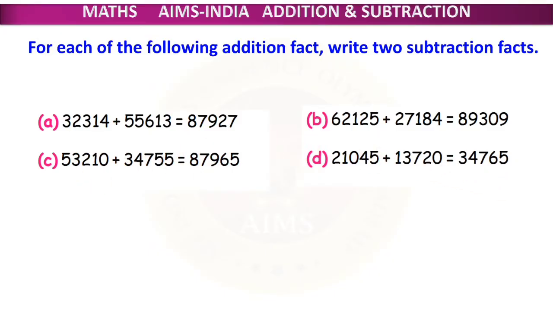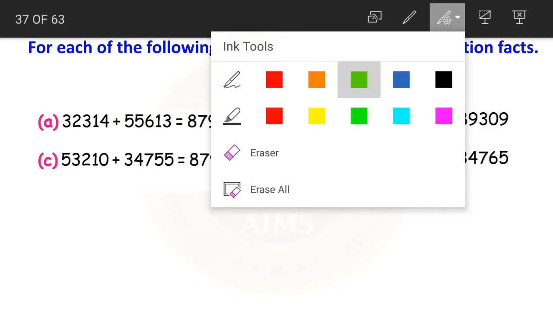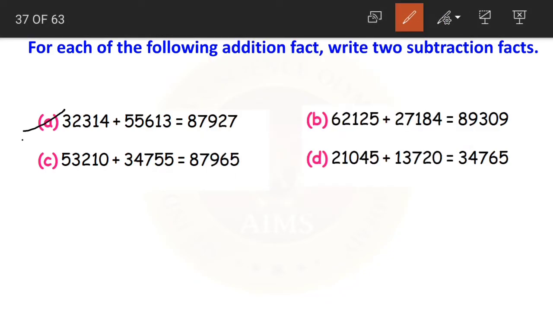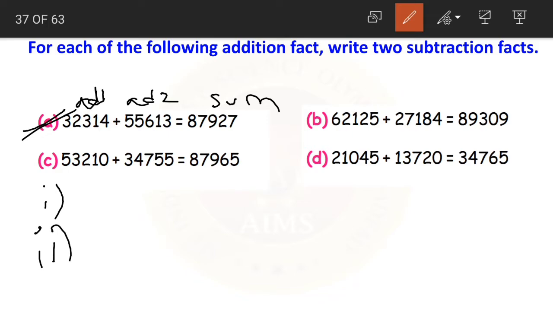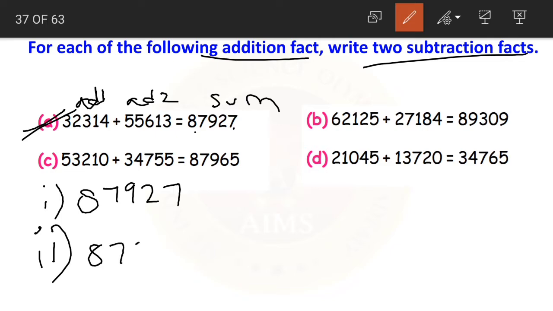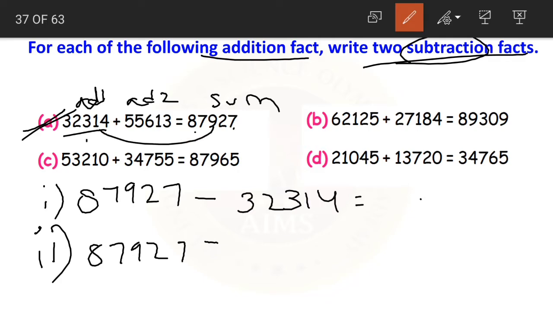Again, let us solve some more examples so that this topic is very much clear for you. See, question number A, let us solve. Addend 1, addend 2, and this is our sum. For each of the following addition facts, we need to write two subtraction facts. What did I say? First write the sum. 87,927. Then as it is subtraction, keep the minus sign. Now write the first addend here. Yes. What will the answer be? Sum minus addend 1 will give us addend 2.